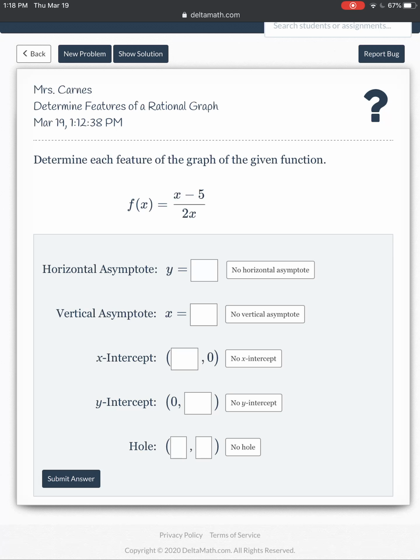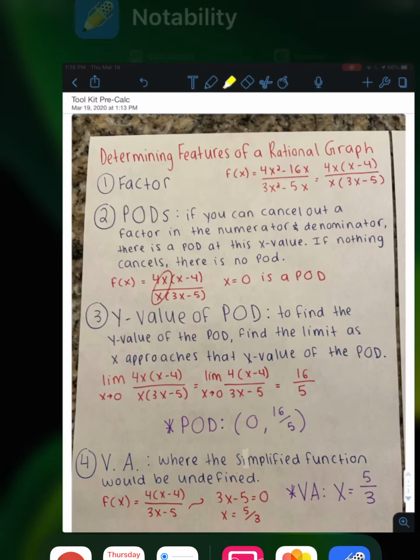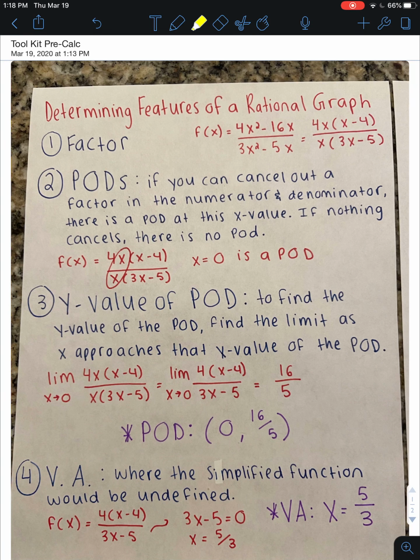So the first part of this assignment is questions about determining the features of a rational graph. So you're going to be given a function and you're asked about all the different types of discontinuity as well as the x and y intercepts. Also, I just emailed all of you letting you know Miss Hume made a really great, clear toolkit. And I'm going to just open it up here for you. So this is posted on Canvas. I also sent it in the message for you guys to view.